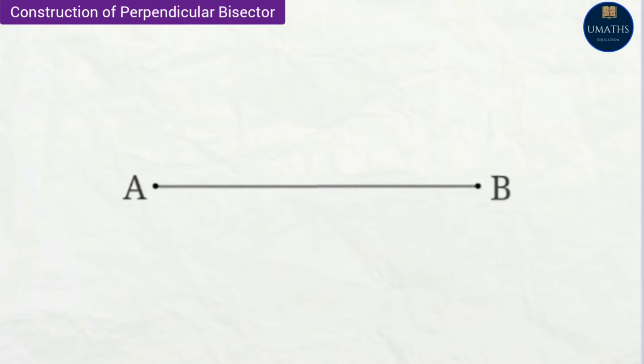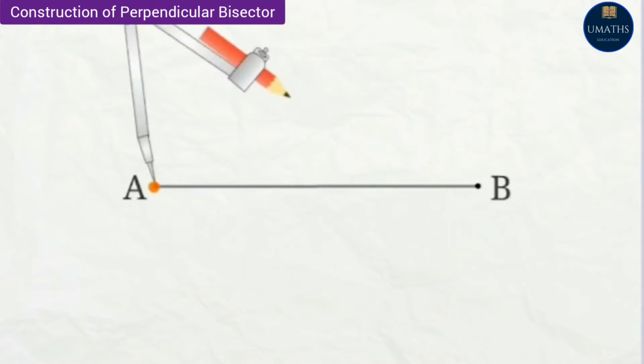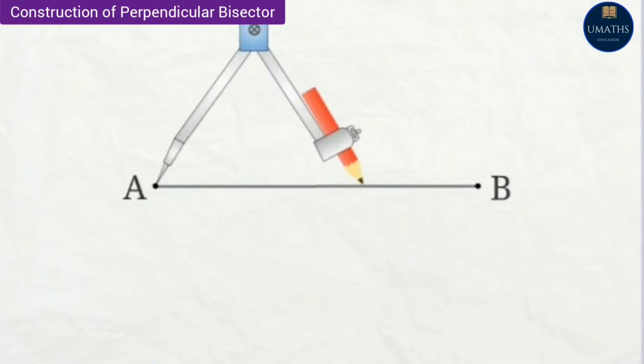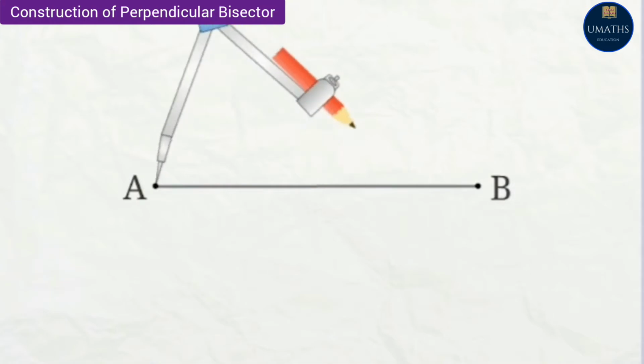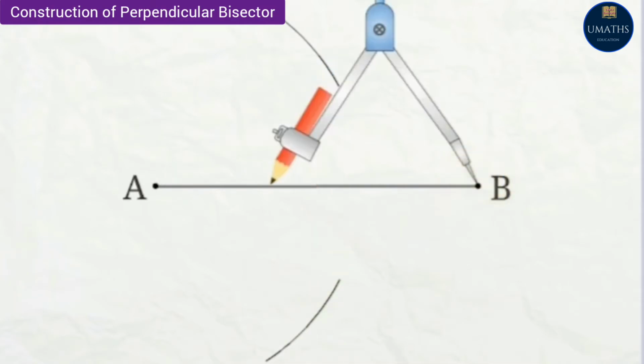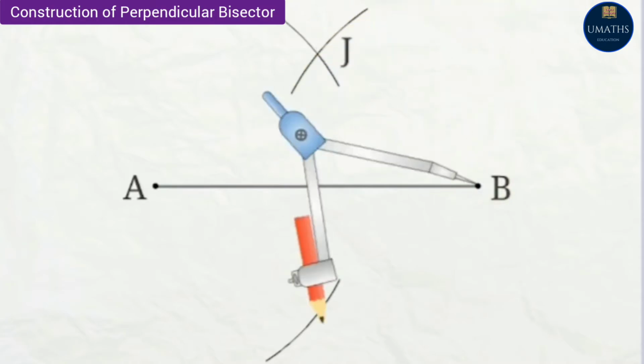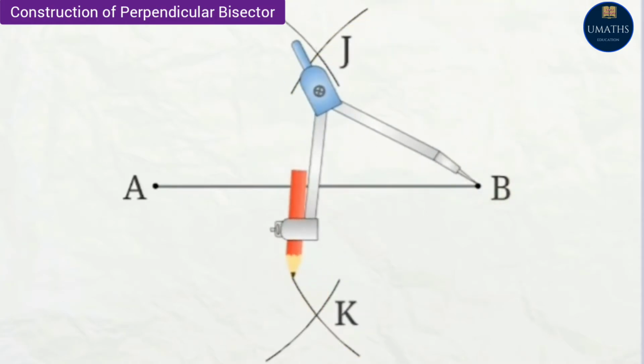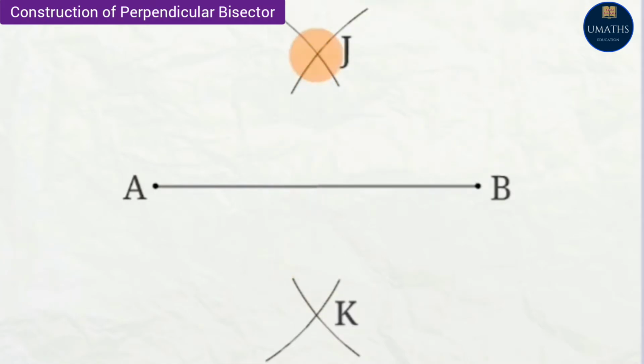Suppose we are given a line segment AB of any length and we have to draw its perpendicular bisector. First, place the pointed side of a compass on A and draw an arc on both sides of AB, whose radius is more than half the length of AB. Then, with the same radius, place the pointed end of the compass on point B and draw another arc using the compass. Let it cut the previous arc at points J and K.